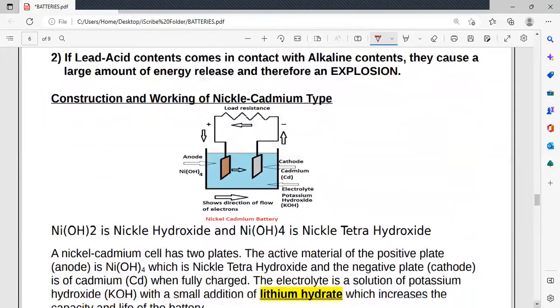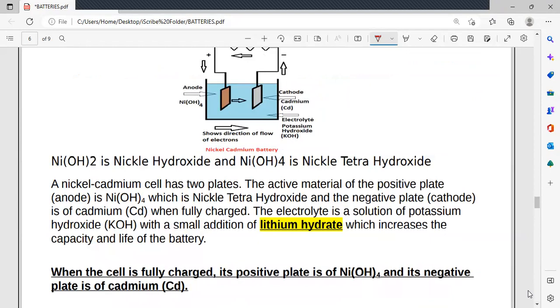Just as we saw for your lead acid battery, the electrodes, the electrolyte, here also we'll see the construction and working of the nickel cadmium, in other words your alkaline battery: your electrodes, your electrolyte, what happens when it is being discharged, and what happens when it gets recharged. Your nickel cadmium has two plates, the active material of the positive plate, which is the anode, and this one here is the anode.